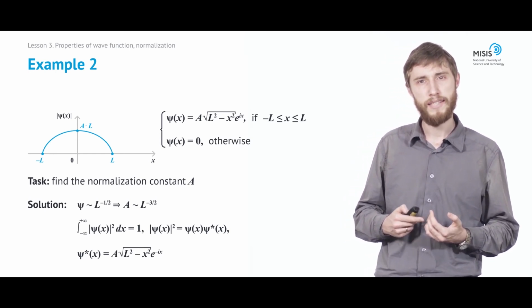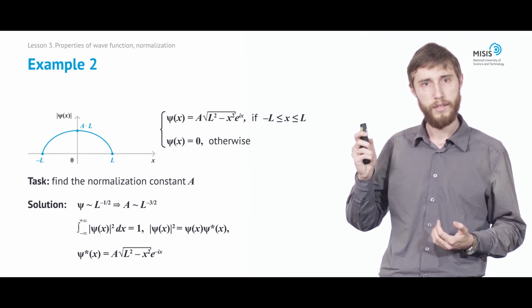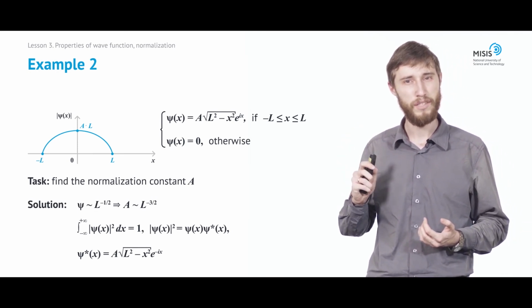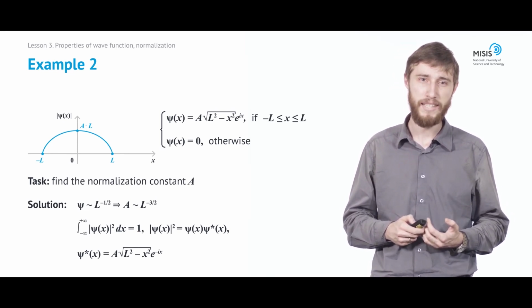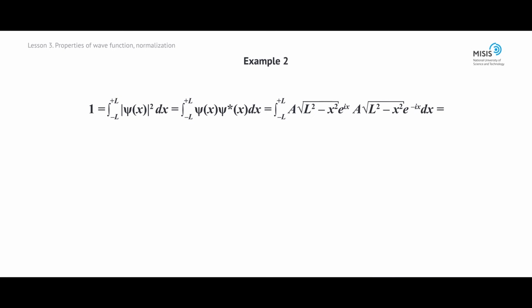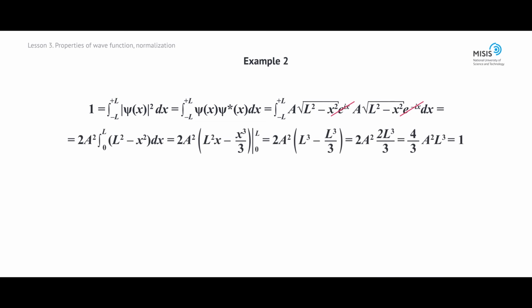And note the minus sign here in the exponent. Since psi is equal to 0 outside the segment from minus L to L, the integral's limits also reduce to minus L and L. So we write the normalization, substitute psi and psi star, and these factors cancel. Since the integrand is even, we can write the integral from minus L to L as twice the integral from 0 to L. Performing the integration, after some simple algebra, we obtain this. So we obtain our normalization constant A.